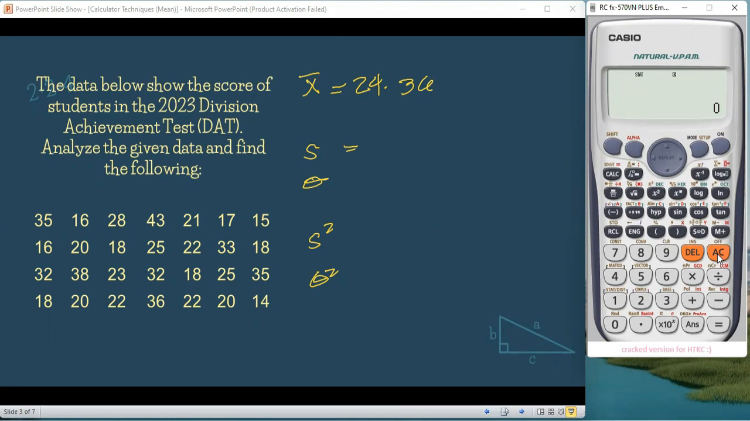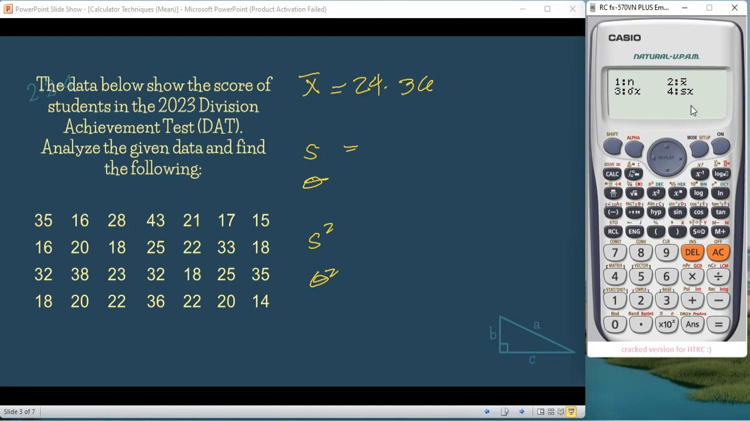Again, let's click AC. Don't click on or shift off, because all our data will be erased. So shift again, that is 1, then 4. This one, my dear students, is for the population standard deviation, and this is for the sample standard deviation. Given that this is a sample only, because when we say Division Achievement Test, it covers all schools in a division, and here only 28 scores were taken, therefore this is a sample.